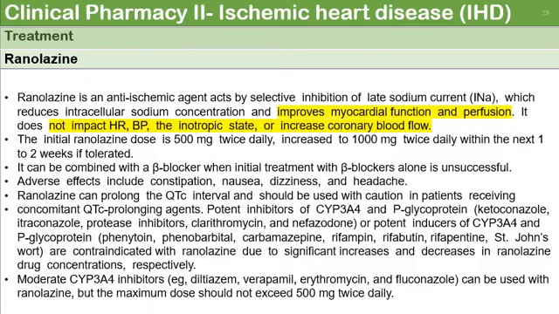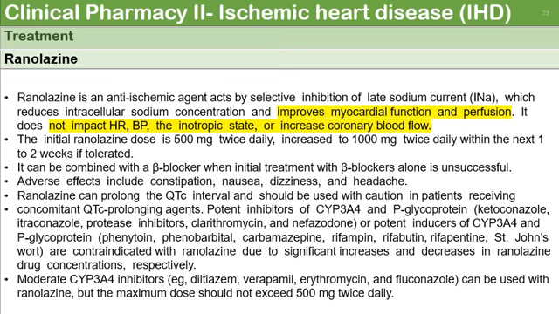The second line agent is ranolazine, which works as an anti-ischemic agent by selective inhibition of the sodium current, reducing intracellular sodium concentration and improving myocardial function and perfusion without affecting the heart rate, blood pressure or coronary blood vessels. It only works as anti-ischemic, maintaining blood perfusion. The initial dose is 500 mg twice daily, maybe increased to 1000 mg twice daily after the next 2 weeks.